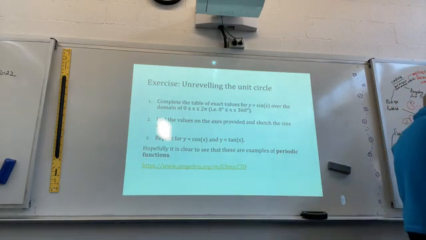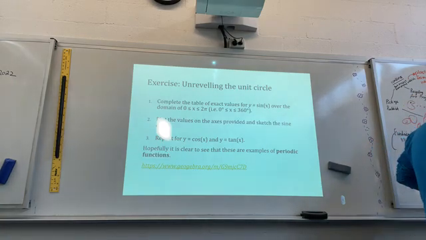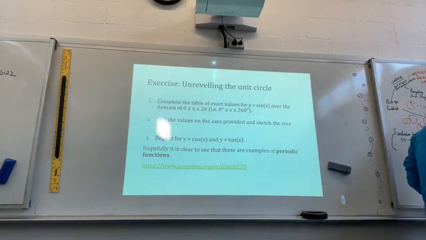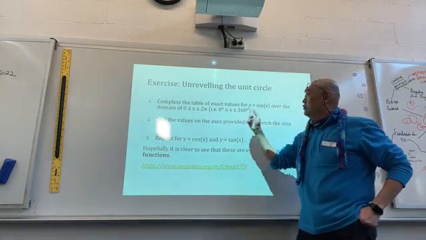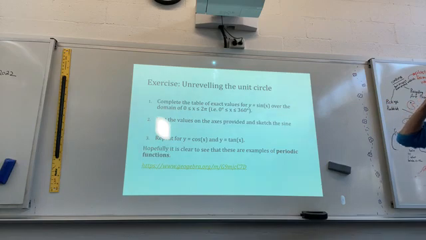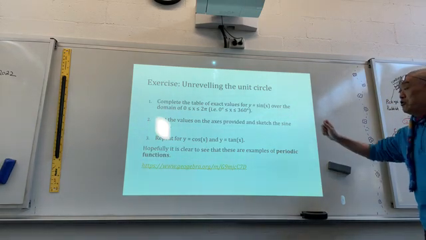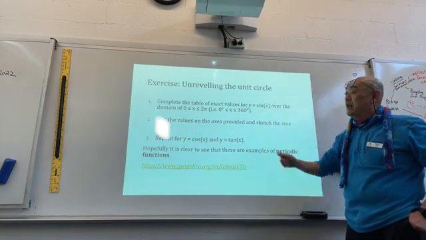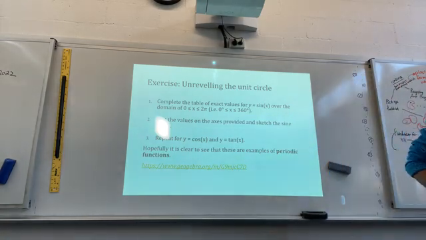What I'd like you to do is complete the table of exact values for y equals sine x over the domain 0 to x to 2 pi, or 0 to 360 degrees. Plot the x values on the axis provided and sketch the sine curve. Now, try this now. I'll give you about 5 minutes to do that, and then you can do y equals cos x and y equals tan x at home.